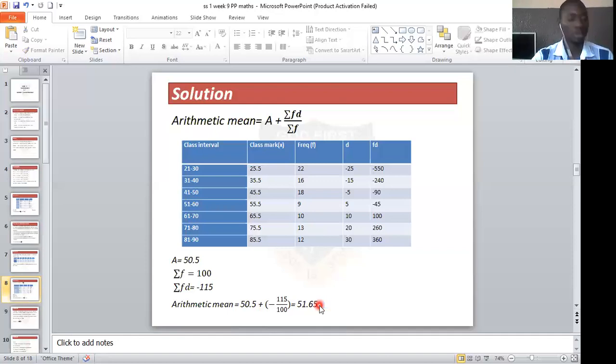50.5 minus 1.15. That is now the answer. 50.5 minus 1.15 will give you what? Please get your calculator and calculate with me. 50.5 minus 1.15 will give you 49.35.